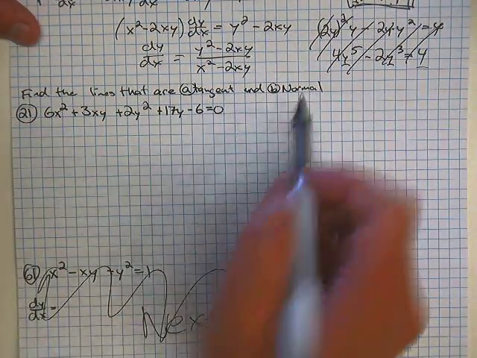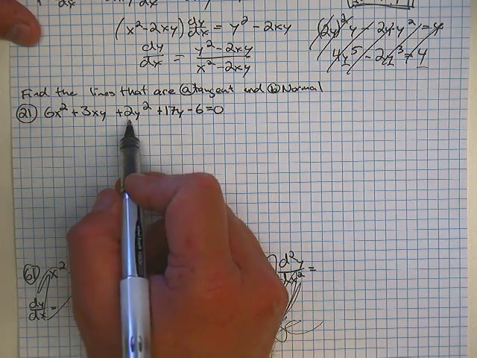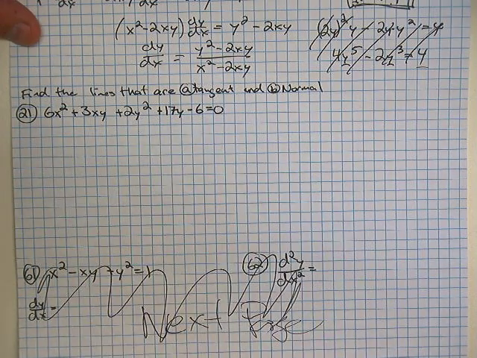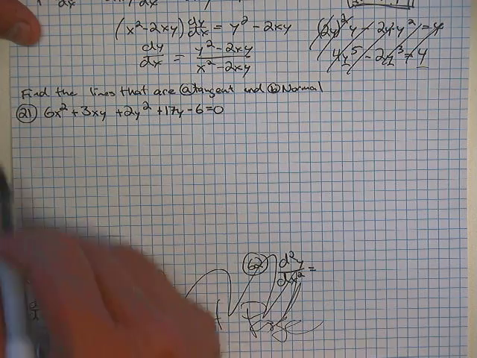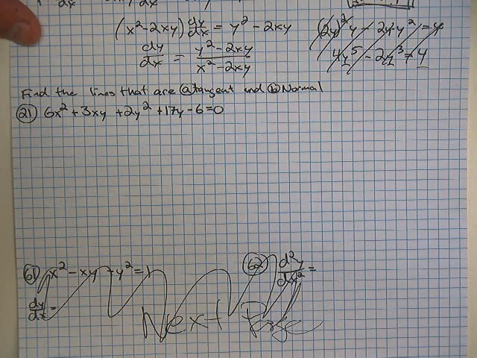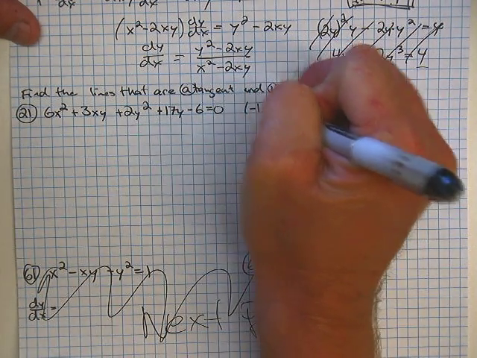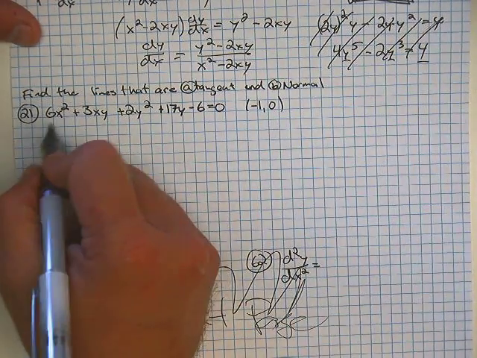Find the lines that are tangent and normal to 6x squared plus 3xy plus 2y squared plus 17y minus 16. Find the lines. Oh, and number 21 also gives us a point at negative 1, 0. I didn't write that down. Great. Alright, so we just take a derivative.